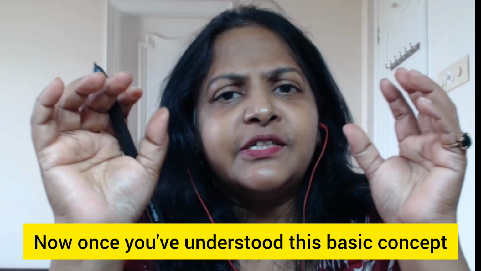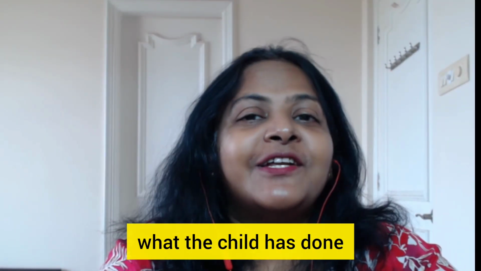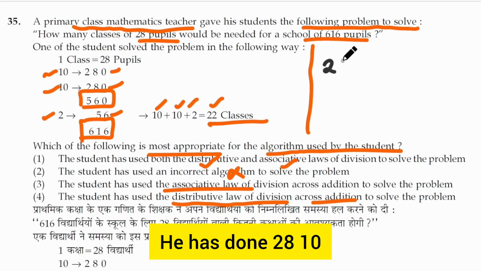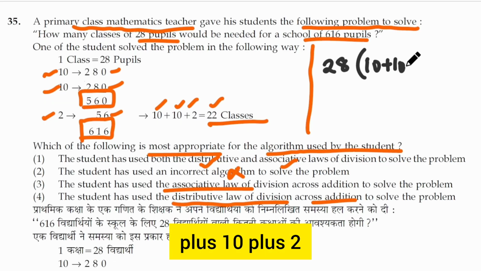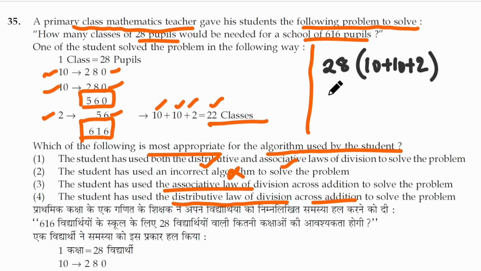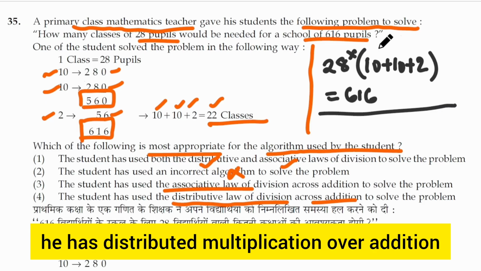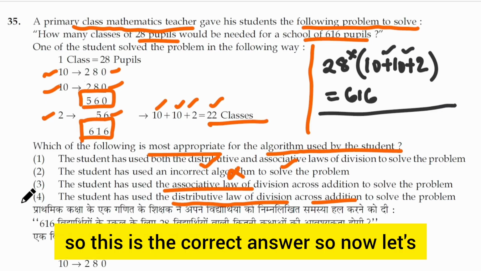Now once you've understood this basic concept, this was taught in class 6, let's go back to that question and see what the child has done. So let's see what the child has really done. He has done 28 as 10 plus 10 plus 2. He has multiplied it this way. So he has used the distributive property. He has distributed multiplication over addition. So this is the correct answer.